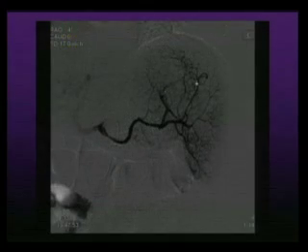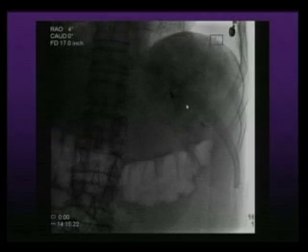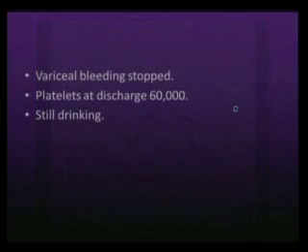This is the same patient. This is the splenic artery. Here we embolize the upper pole because the varices were coming from the upper pole. In these cases, I tend to leave a coil back because I want more permanent occlusion, so I will leave a coil in here after embolization. This is his post. You can see that we embolized a decent volume of the upper pole. Bleeding stopped. Platelets at discharge were 60,000. He's still drinking. So this was his follow-up.